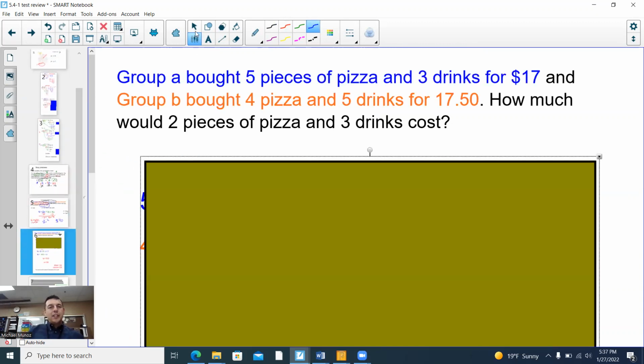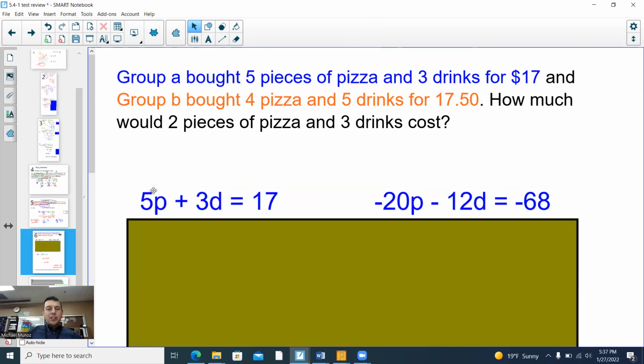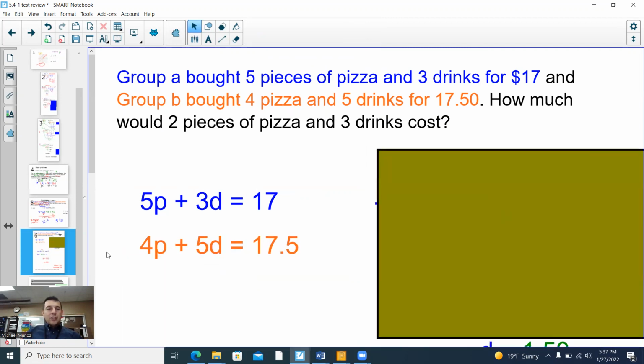Last one to do. We're going to go through this one very quick. This one, they pretty much have the equation set up for you. It says group A bought 5 pizzas and 3 drinks for $17. So that equation is going to look like 5 pizzas plus 3 drinks, D is for drinks, equals $17. The second equation is set up for you too. Group B bought 4 pizzas and 5 drinks for $17.50.